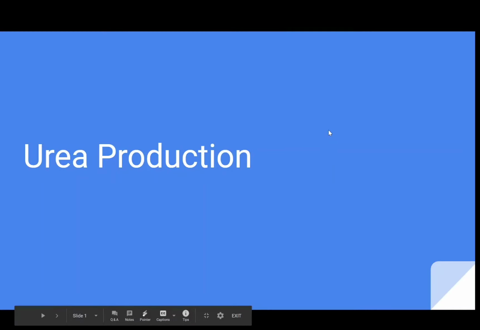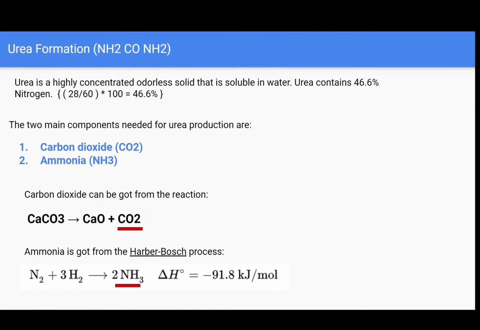We'll be speaking about the urea production process. Urea is a highly concentrated odorless solid that is soluble in water, and it contains 46.6% nitrogen. So we know that this is highly beneficial for plants. We get this number 46.6% by looking at the formula of urea.